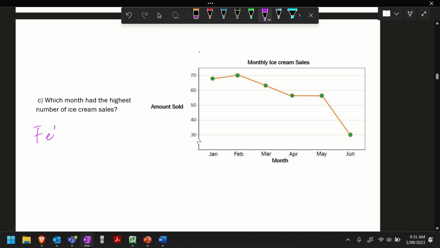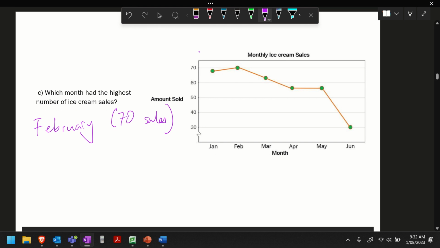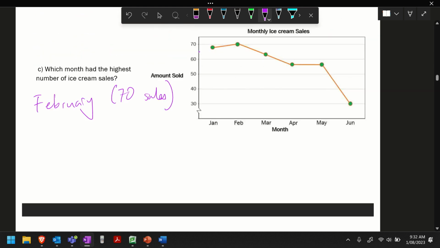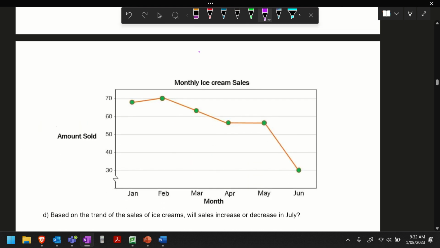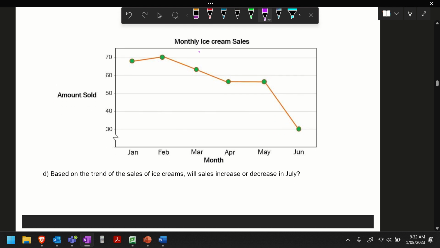And some people might also like to include what the value is. Estevan, can you tell me what are the sales in February based on the graph? 70. So you might just write February, bracket 70 sales. Okay? Just to make sure that you're doing everything correct. Alright, easy. Alright, next question. Last one.